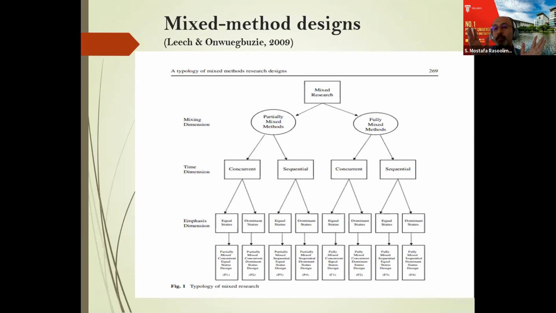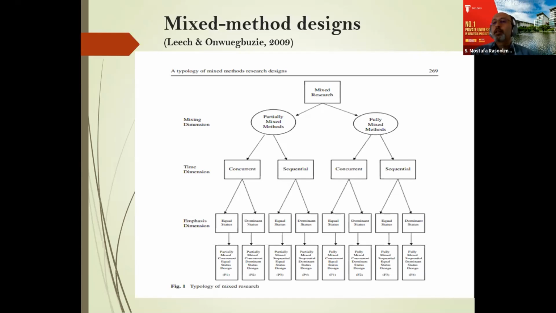Also, this 12 can be more, because when we say partially or fully, this partially can happen in different stages of research. This partially can be in the data collection stage or can be in the data analysis stage. So again, both are partially, right? So we have more designs even based on these three dimensions. So you can see there is not a strong consensus for different designs of mixed method.